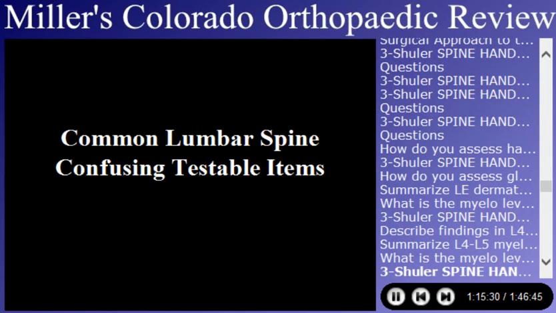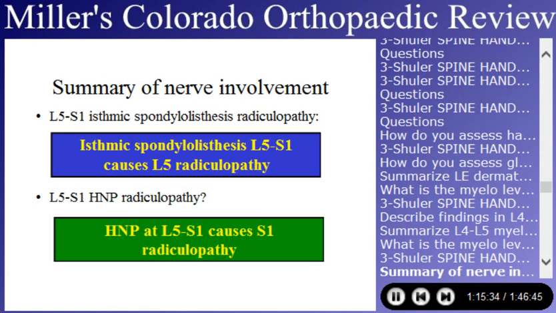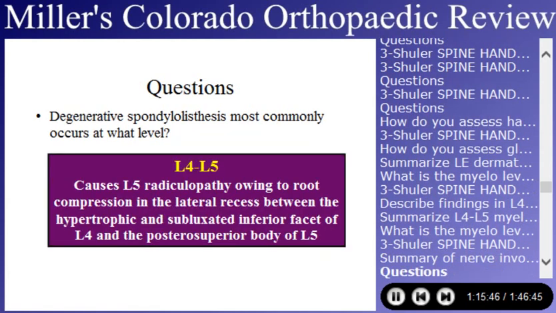Confusing testable items, isthmic spondylolisthesis, radiculopathy, L5-S1 causes L5 radiculopathy. What about L5-S1 radiculopathy? Don't forget it gets the traversing nerve root. S1 radiculopathy. Degenerative spondylolisthesis occurs commonly at what level? 4, 5.